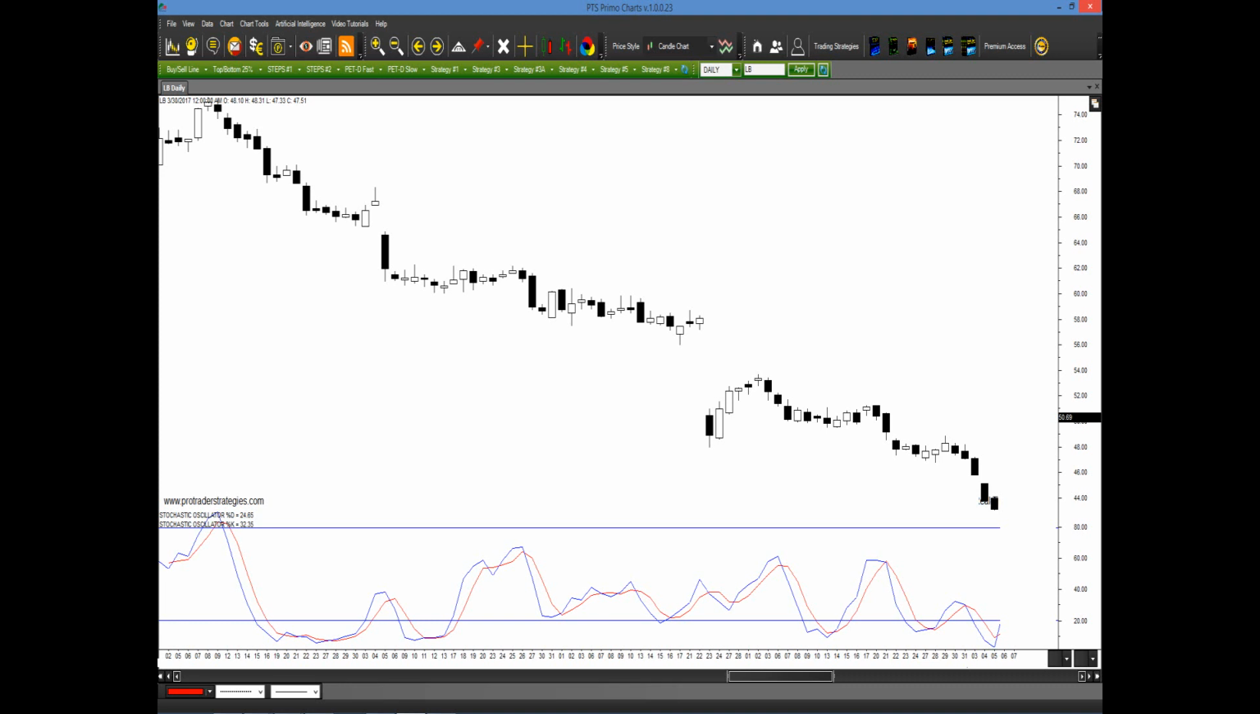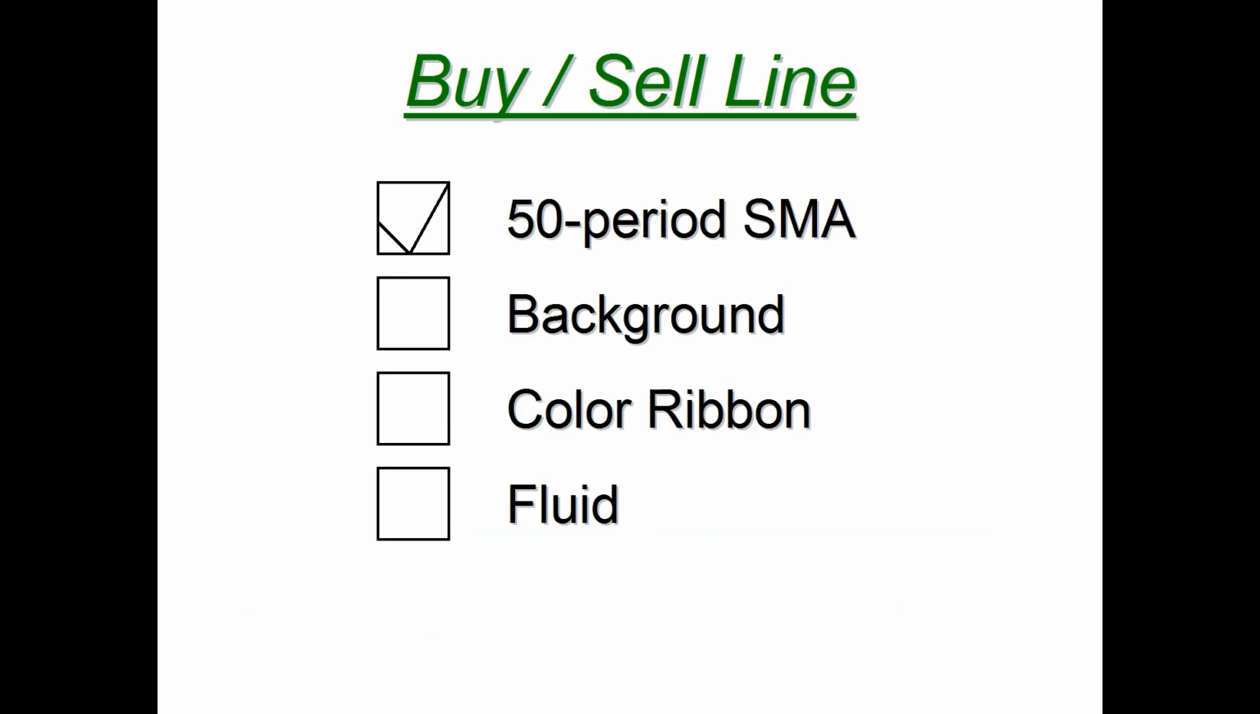It's a lot simpler, and you don't have to waste your time and money, because all you have to do is click on a 50-period moving average on our platform. It's already provided for you. You just click it on right there.